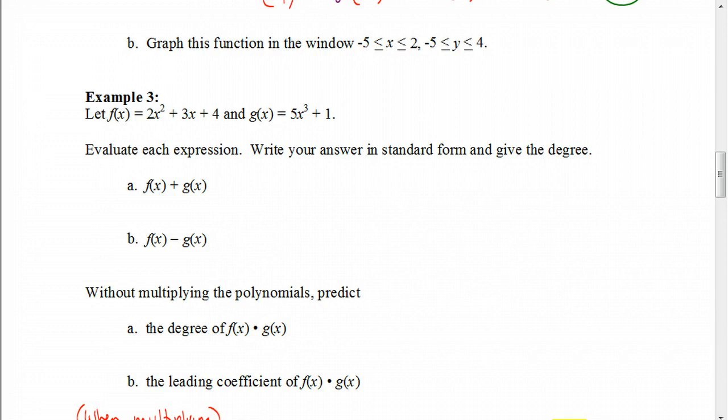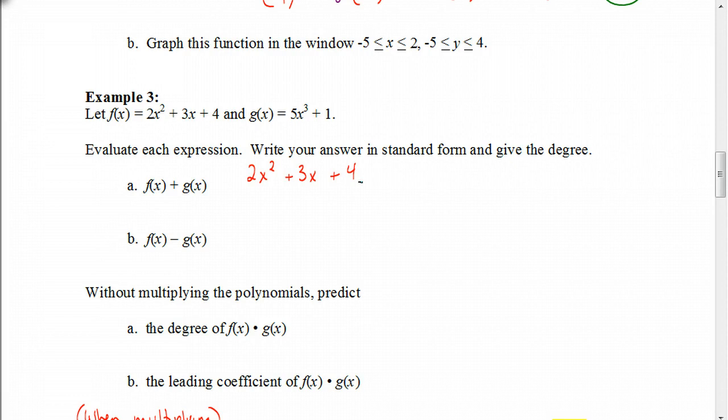Now personally, even though we could write this out horizontally like they're showing us here, when we're adding or subtracting polynomials, I think it's easier to do it vertically. Here's what I mean. So first off, let's write down f of x, which would be 2x squared plus 3x plus 4. Now we're going to add to that function g.